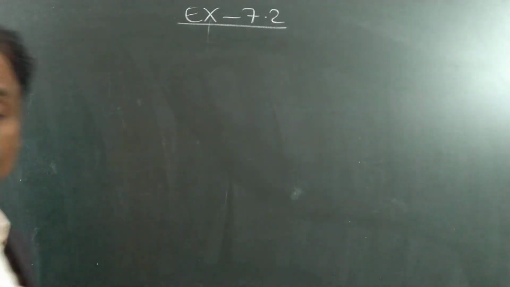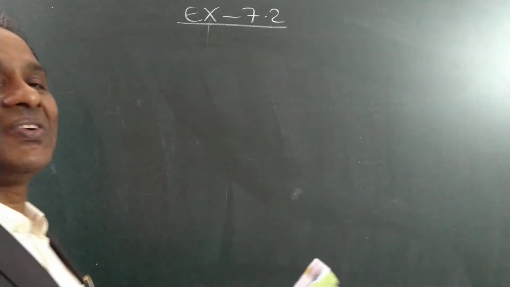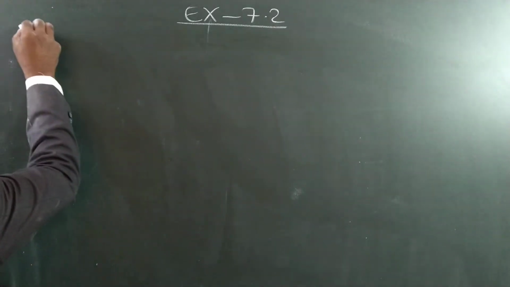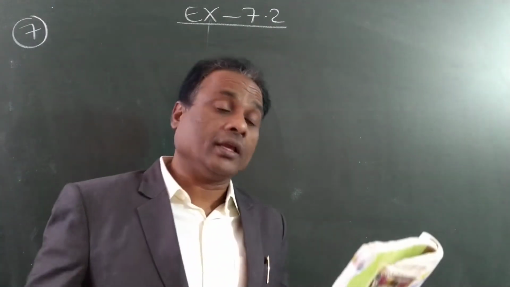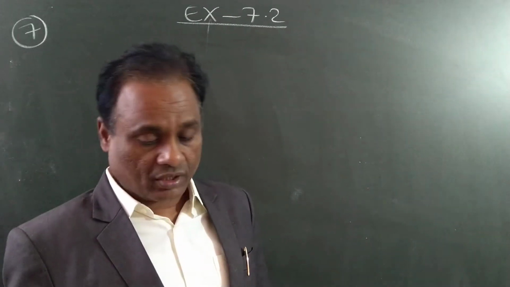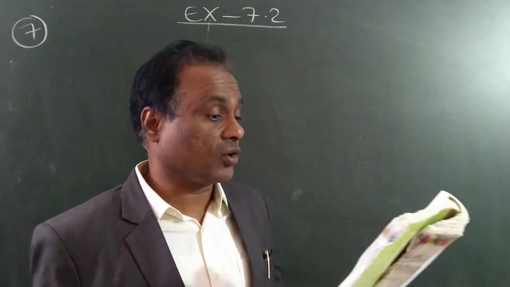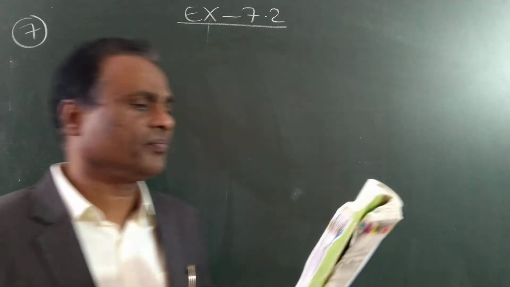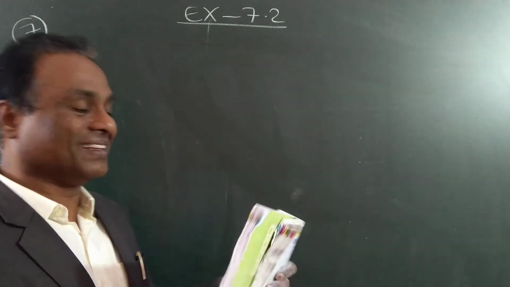Frequency distribution tables and graphs, exercise 7.2. Yesterday we did 6th one, now 7th. Listen carefully, important and little tough also because some concepts are involved. Not that simple formula, something we have to understand the question. See here, 7th question. Cumulative frequency table is given. See here.